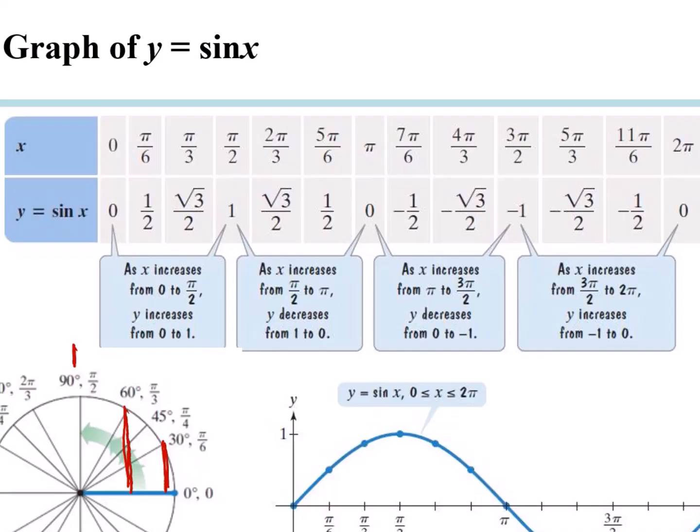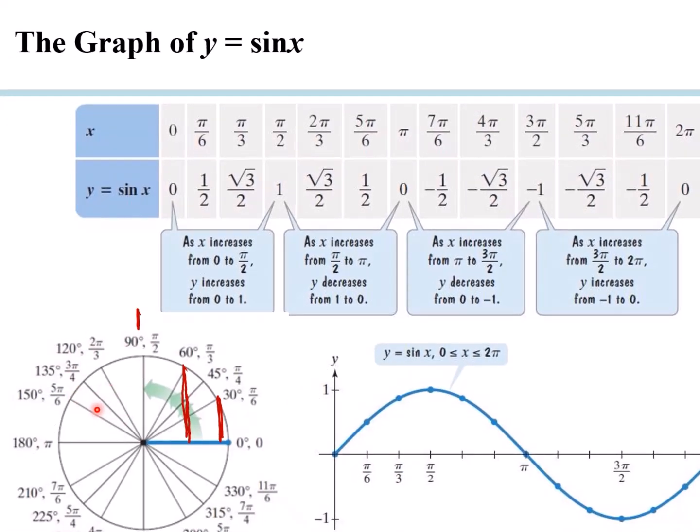What happens to the y values in the second quadrant? At 2 pi over 3, we have the same distance as we had at pi over 3. This distance and this distance are the same, but the y value has decreased from its peak value of 1. As we go to 5 pi over 6 radian angle, the y value has decreased further from what it was at 2 pi over 3. However, it's going to have the same value, the same distance as what it was at pi over 6. So let's look at the values on the table.